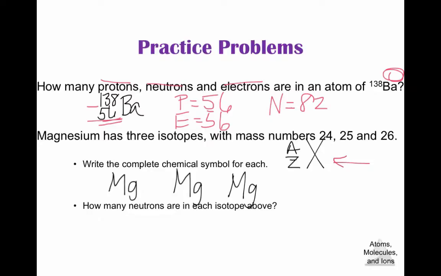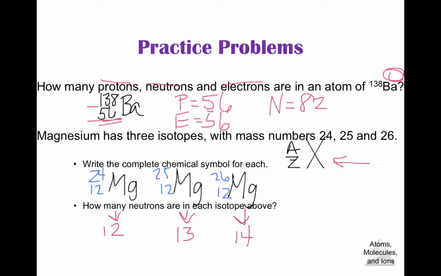If it's magnesium, it always needs to have the same atomic number. Magnesium's atomic number, if you look on your periodic table, is 12. The only difference is the mass number, which they give us in the problem. If it's magnesium, it has to have this same number down here. If these bottom numbers change, it's no longer magnesium, which means our neutrons is what changes. With this first one, we have 12 neutrons, 24 minus 12. This second one, it's 13, 25 minus 12. And in this last one, it's 14.